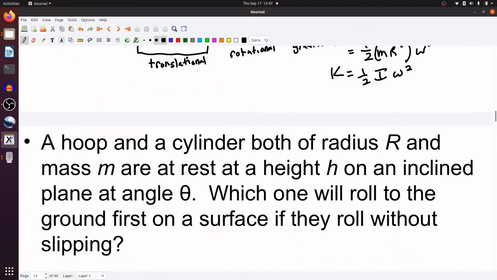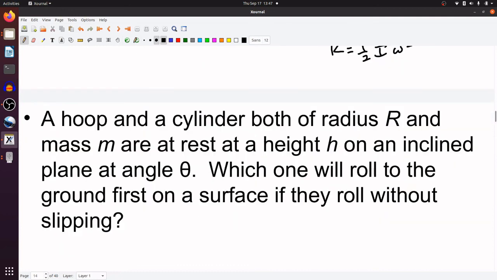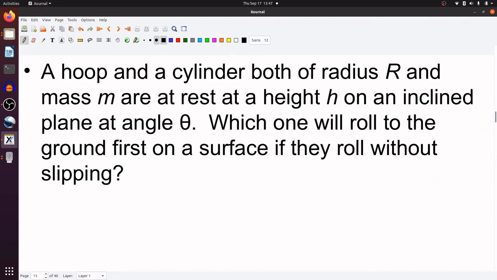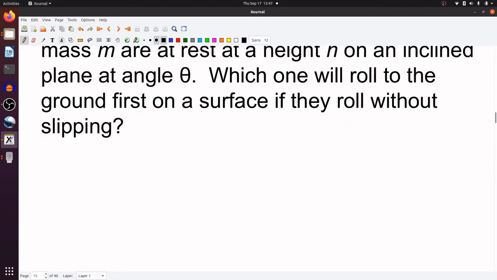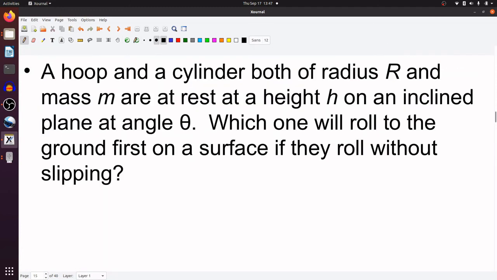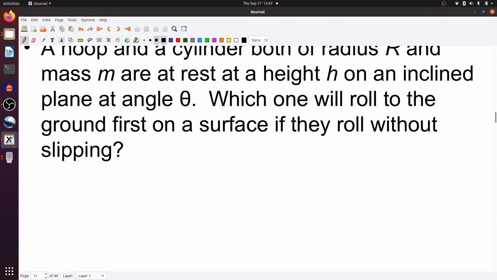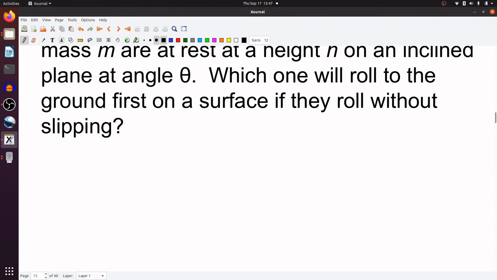All right. Okay. This is kind of a classic problem. It's a doozy, but it's a fun one. We have a hoop and a cylinder of radius r and mass m at rest at height h on an inclined plane of angle theta. A lot of crap I didn't give you numbers for. I know. Which one will roll to the ground first on the surface if they roll without slipping? So let's draw a pretty picture.